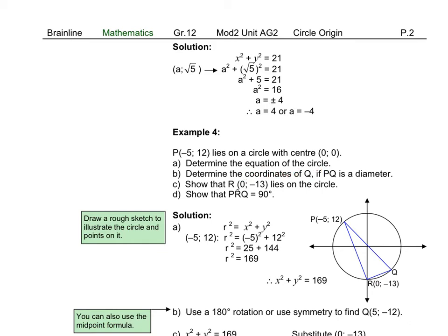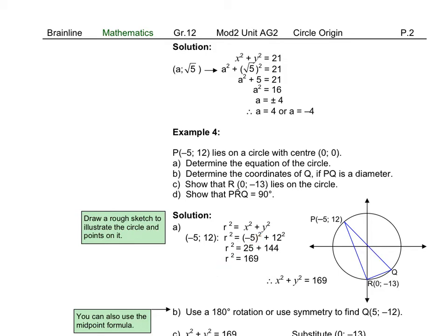We know it's a circle with the origin as the center, and therefore we use the standard form x squared plus y squared equal to r squared. We were also given a coordinate where we will substitute the x value with minus 5, and the y value will then be substituted with 12. If I then simplify, I can work out the value of r squared.